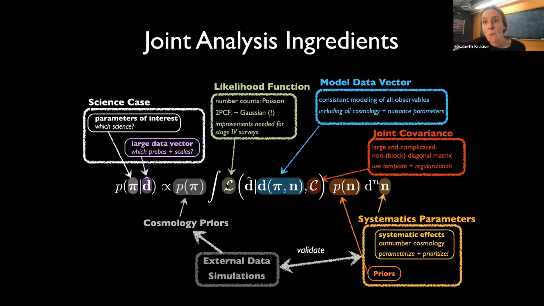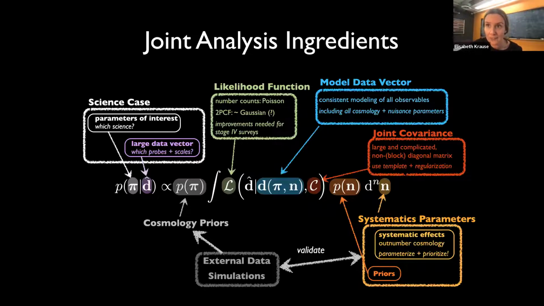The next more difficult ingredient is a likelihood function, where so far we typically assume that 2-point statistics are multivariate Gaussians, and number counts follow a Poisson distribution. That has worked sufficiently well so far, but improvements are clearly needed for future surveys. Then this likelihood function will allow us to confront our measured data with a model prediction. So that means we now need consistent modeling of all observables, including all our cosmology and nuisance parameters.